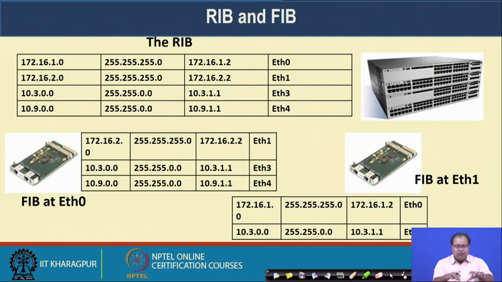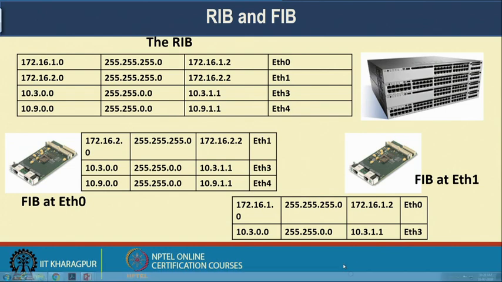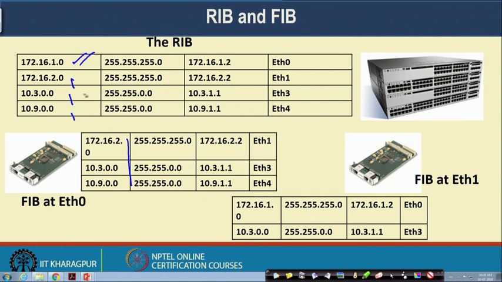So, here is an example. In the route controller you have this entire RIB. In individual interfaces like ETH0 and ETH1, you have a copy of part of this RIB. Here in ETH0 you have the information about these three entries, whereas at ETH1 you have the information about this entry and this entry. That way, a part of the routing table is copied to the FIB at individual network interfaces whenever required.